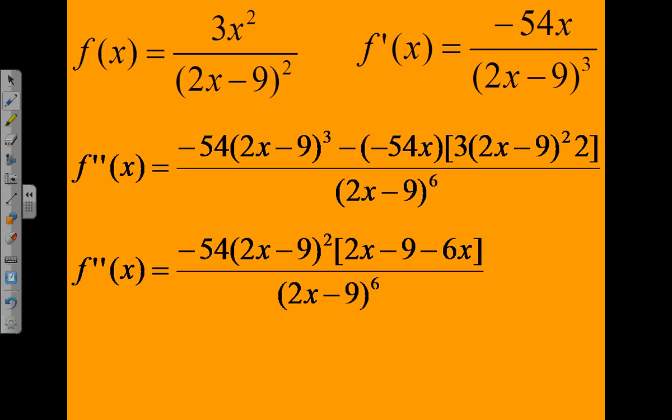So, factor out negative 54, 2x minus 9 squared, leaves you with a negative 4x, so maybe a negative 9/4. Something's happening there. Okay. Again, I can cross off these factors right here.